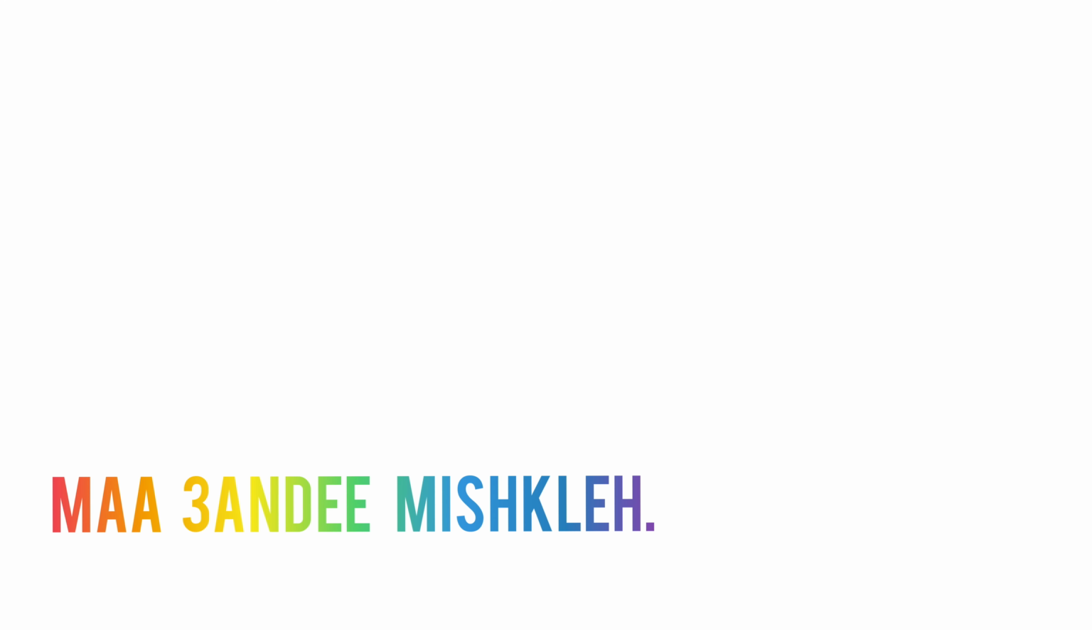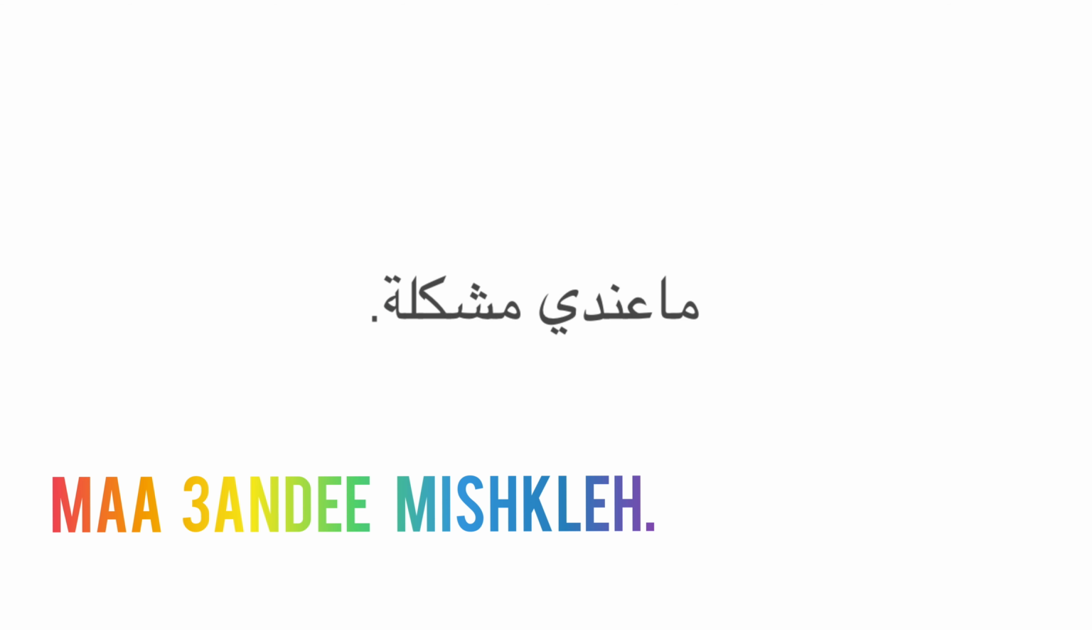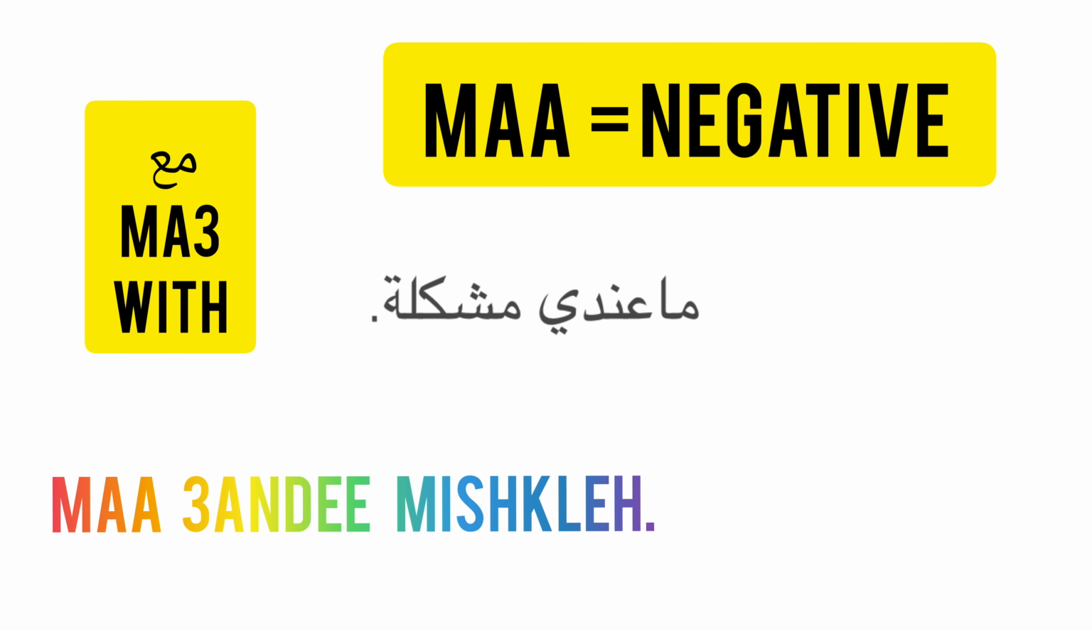عندي مشكلة, I have a problem, but if I want to negate it to I don't have a problem, I add ما. So ما عندي مشكلة, I don't have a problem. Now we can say it in Arabic and in phonetic. I don't have a problem. ما عندي مشكلة. And make sure that to recognize between مع, which is with, and ما. So ما for negative, مع means with. ما عندي مشكلة. I don't have a problem.